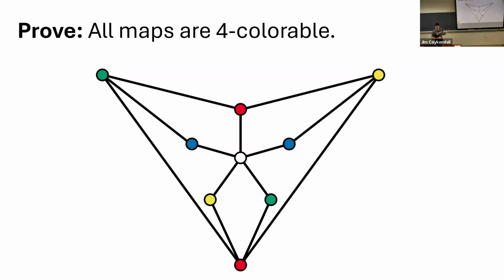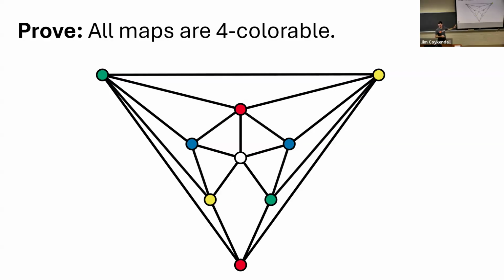Then to make this work out, we need a lot more connections. So just add more connections. Connections make it harder to color, right? So to make it as hard as possible, just have every region touch a lot of other things, just to make it really hard to color.